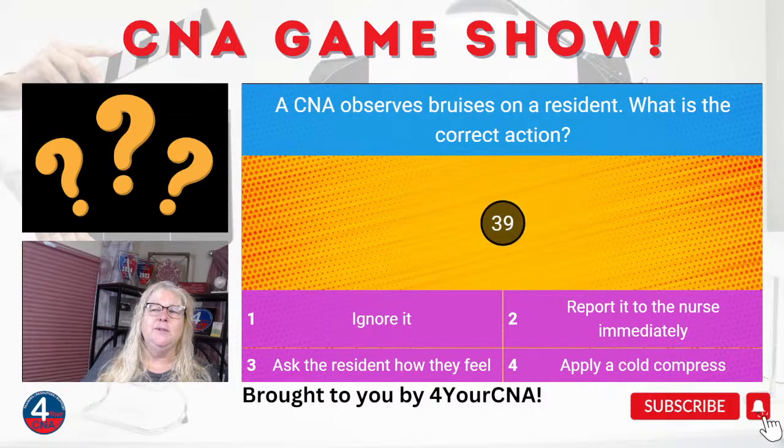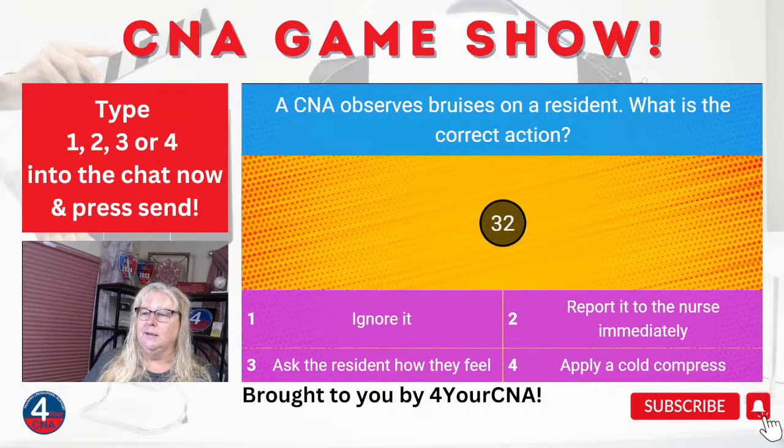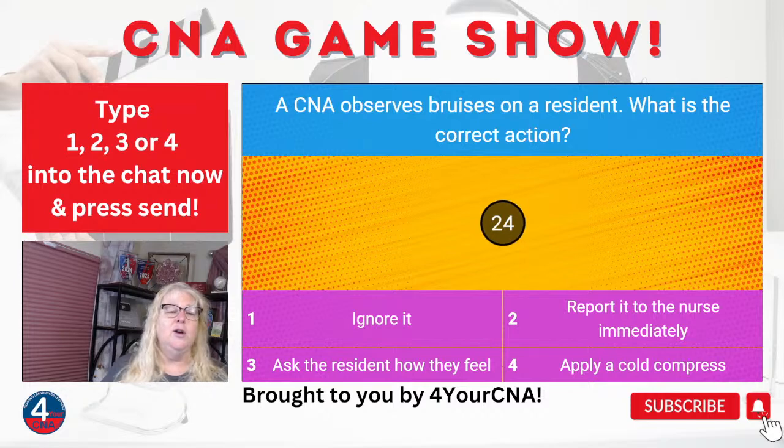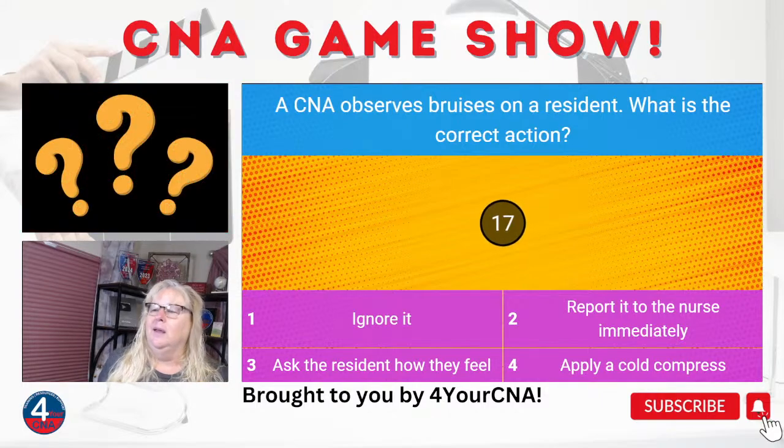So our CNA observes bruises on a resident. What is the correct action? 1, ignore it. 2, report it to the nurse immediately. 3, ask the resident how they feel. Or 4, apply a cold compress to get rid of that bruise. What do we want to do here? Go ahead and lock in your final answer. About 10 seconds left.